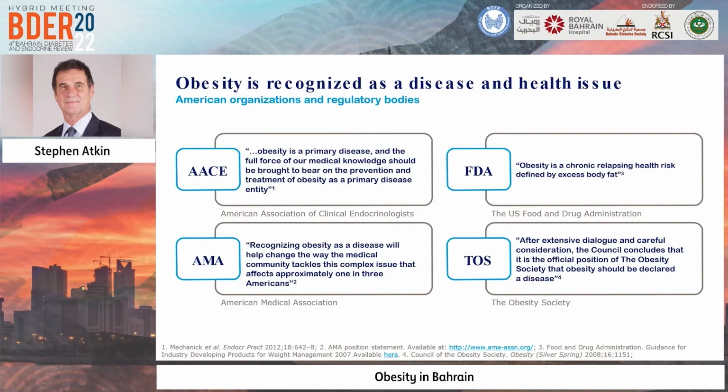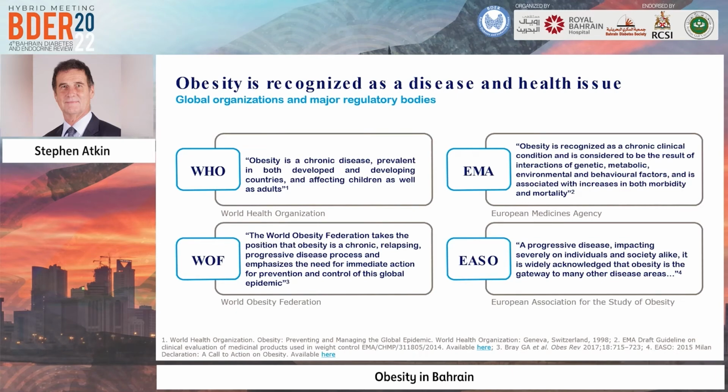What is clear is obesity is now recognized as a disease and a health issue. And looking at the American organizations and regulatory bodies, it's thought to be a relapsing chronic disease that needs to be treated, that has morbidity and mortality associated with it, according to the American Association of Clinical Endocrinologists, the US Food and Drug Administration, the American Medical Association, and the Obesity Society. Looking at global organizations and major regulatory bodies, the World Health Organization, the European Medicines Agency, the World Obesity Federation, and the European Association for the Study of Obesity all agree that obesity is a recognized chronic clinical condition. There's an association of genetic, metabolic, environmental and behavioral factors, which has an association with both increased morbidity and mortality.